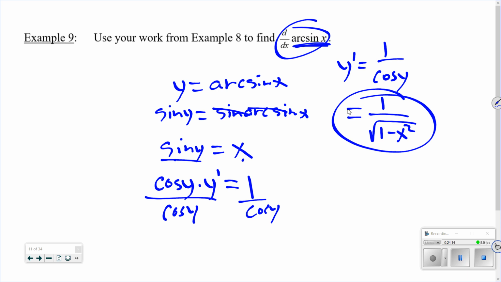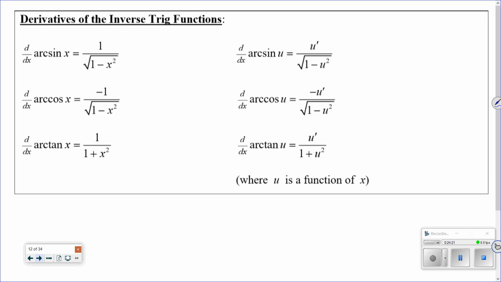Now, you're not going to have to recreate this. You're not going to have to find the derivative by hand like that. You're just going to add these to your note cards, to what you're memorizing, so that you can find these. So the derivative of arc sine is 1 over the square root of 1 minus x squared. That's what we just discovered, right?